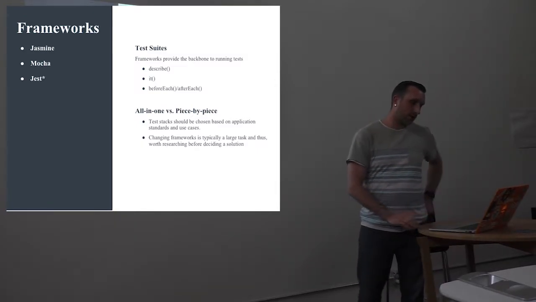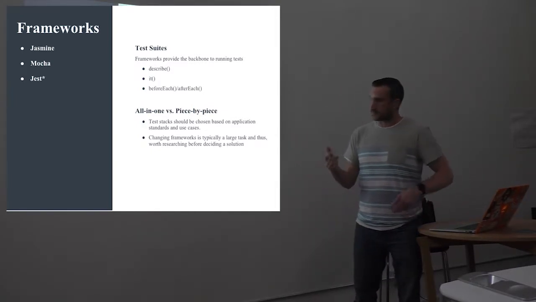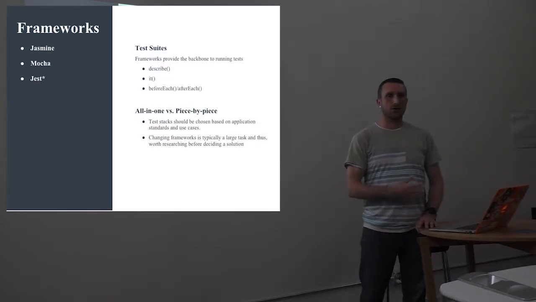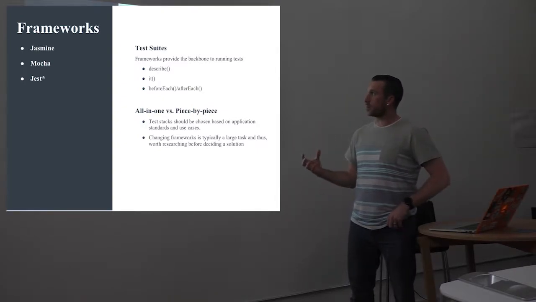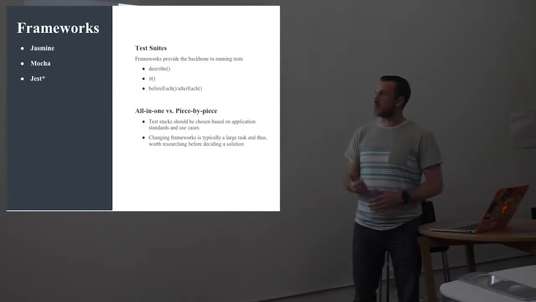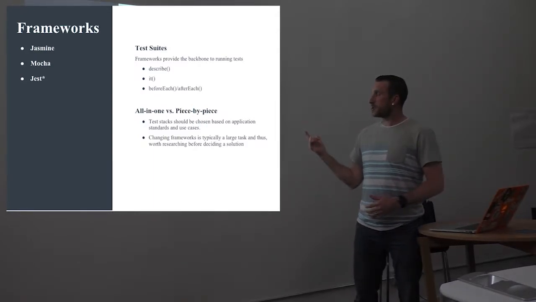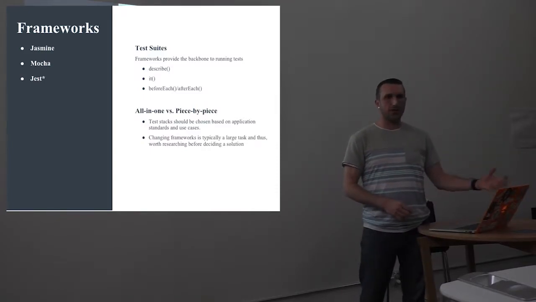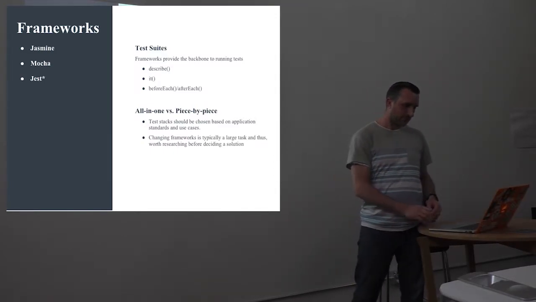So there's two primary types: an all-in-one and piece by piece. The all-in-one gives you the assertions and the test setup and the expects and all that stuff. Jasmine and Jest are examples of this. And a piece by piece solution lets you pick and choose: okay, I want this for my framework, I want this for my assertions, and I want this for my spies. And you can really pick out what you want.